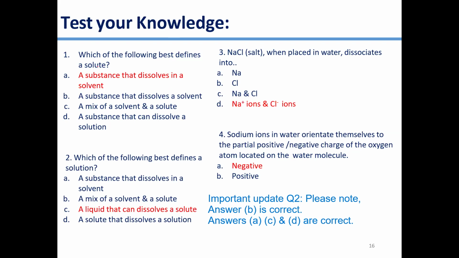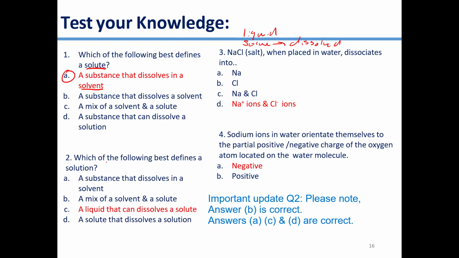So looking at number 1, it's asking which of the following best defines a solute. So remember, we have our solvent, which is going to be a liquid. And then our solute is what's being dissolved. So in this case, we have a substance that dissolves in a solvent. So this would be A. Our solvent is what's dissolving, and our solute is what's being dissolved.